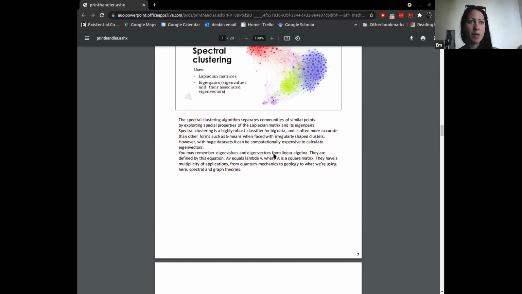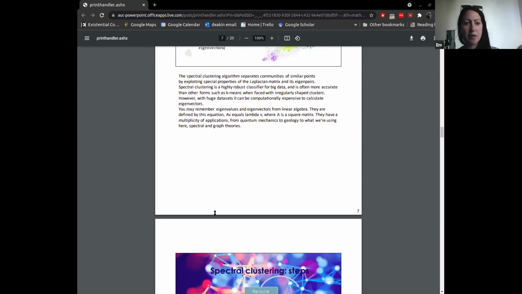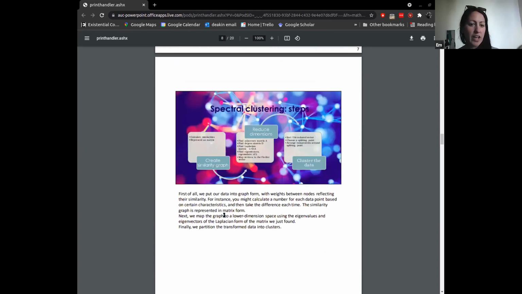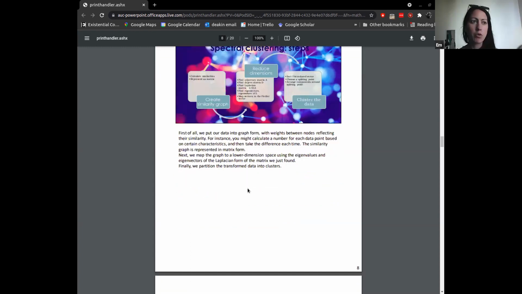Okay, so the steps of spectral clustering. First of all, we create a similarity graph. So we calculate the similarities and put them into matrix form, and then we reduce the dimensions. So essentially we're mapping the graph to a lower dimension space using the eigenvectors and eigenvalues of the Laplacian form of the matrix. And then finally, we partition the transformed data into clusters.